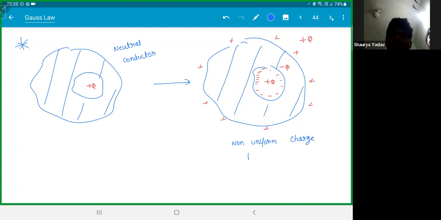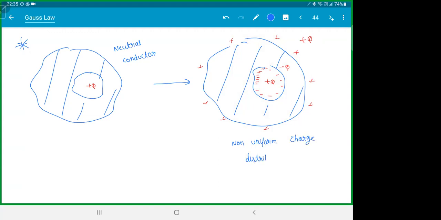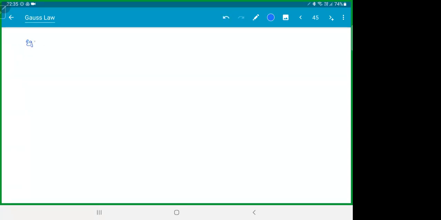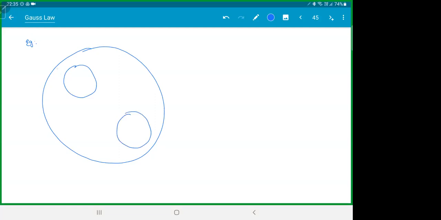Sir, in this case, can we find the field in the cavity? We can't find it. We can't calculate for non-uniform charges. Clear? If I give one more example, it kind of looks like this. If I take a proper sphere, and within it one more sphere and one more sphere. Can you tell me how this will look? Let's say I keep a charge Q1 here, and let's say I keep a charge minus Q2 here. Can you tell me how the field distribution will look now?